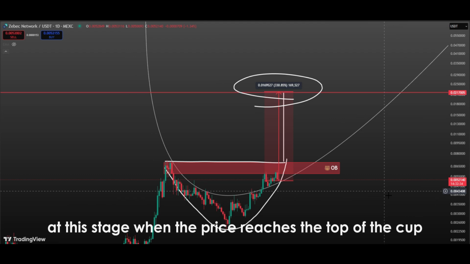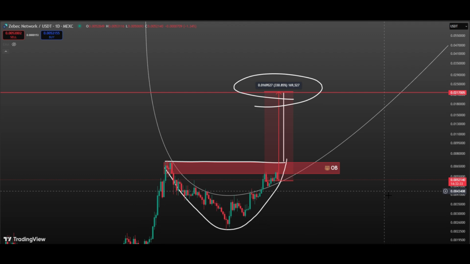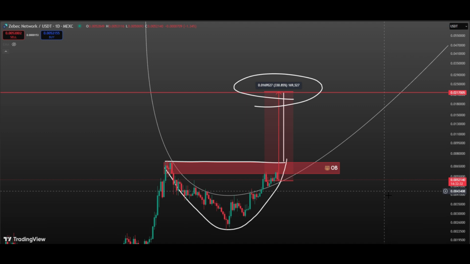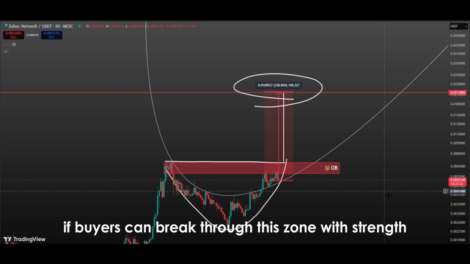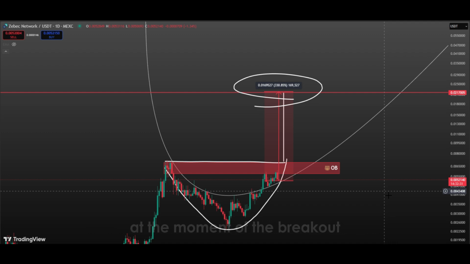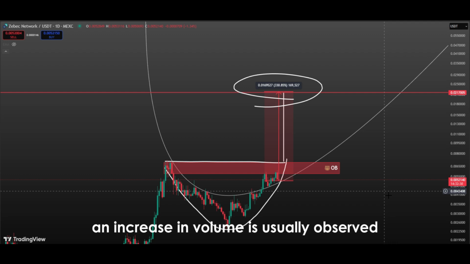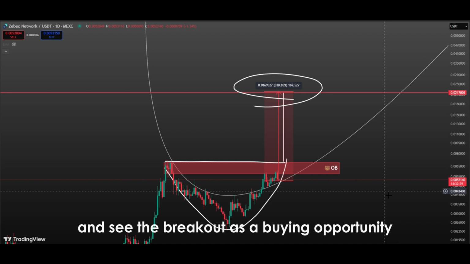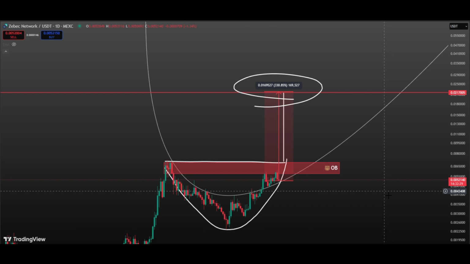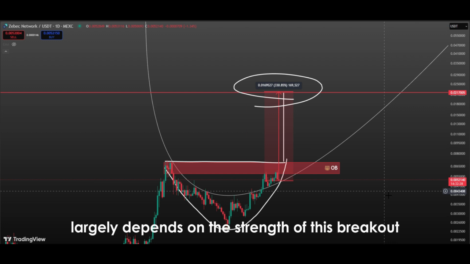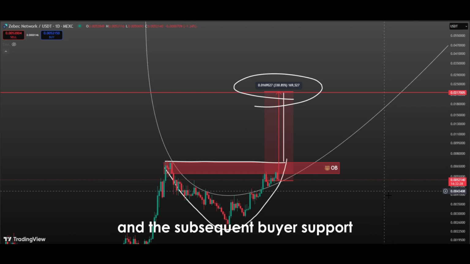At this stage, when the price reaches the top of the cup, a critical threshold emerges. This is a resistance zone where the price has struggled and reversed in the past. If buyers can break through this zone with strength, the formation is completed and a rapid move toward the target begins. At the moment of the breakout, an increase in volume is usually observed, as many investors have identified the formation and see the breakout as a buying opportunity. Whether the 330% potential rise materializes largely depends on the strength of this breakout and the subsequent buyer support.